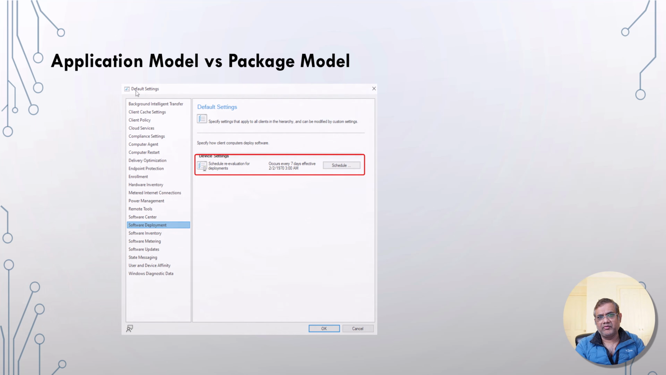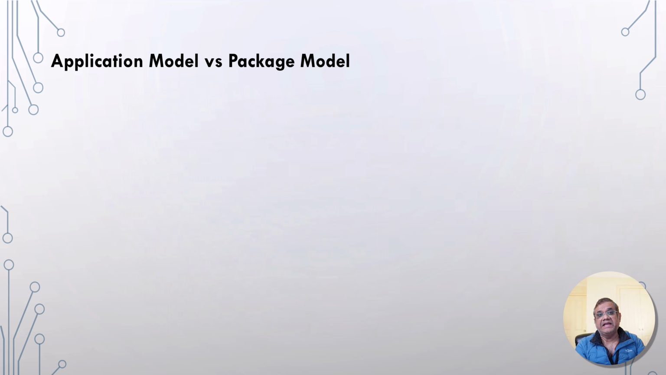This is where the application model comes into the picture. If you deploy an application via the application model, and if application deployment evaluation is set for 7 days, so it's a client setting I will be showing you, that application will be re-evaluated every 7 days. For example, if someone with admin rights deleted that app, it will reinstall it after 7 days. Also if any application is corrupted or has some other issue, that is the benefit of using the application model.